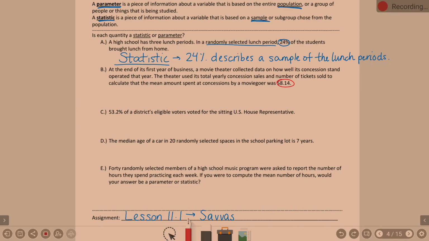No. It talked about how it collected data. The theater used its total yearly concession sales, and it was calculating the mean spent at concessions by a moviegoer. Did it ever talk about just using part of the data? No, it talked about at the end of its first year of business, they used its total yearly concession sales. So they used all the information, which means it is a parameter.